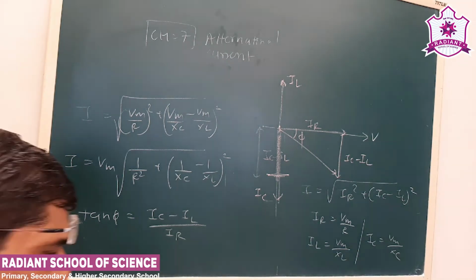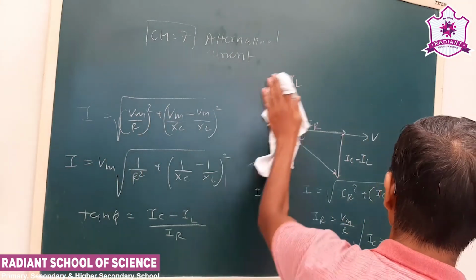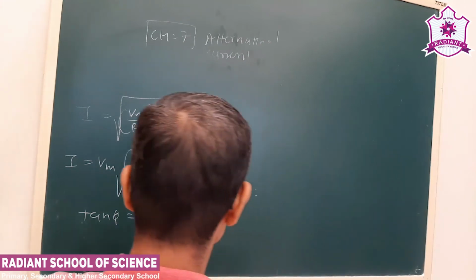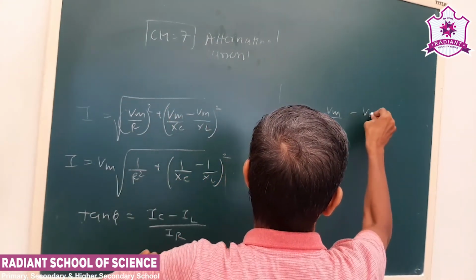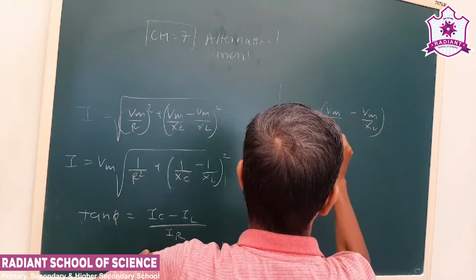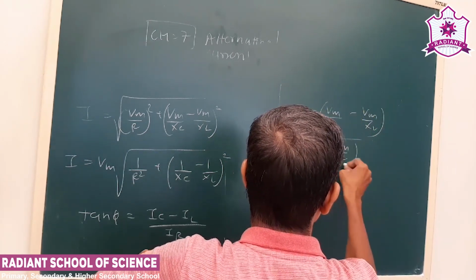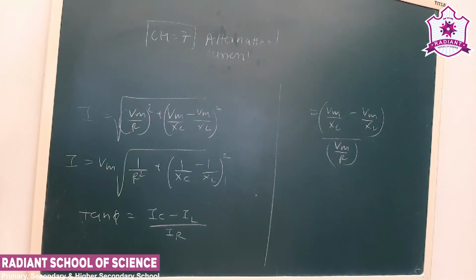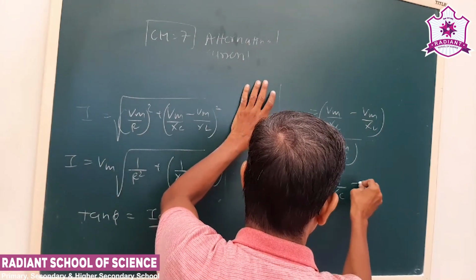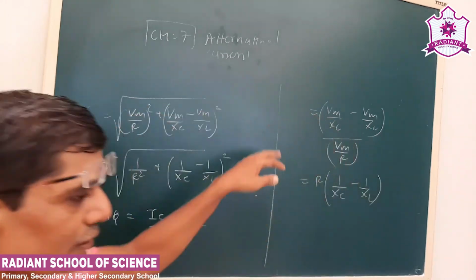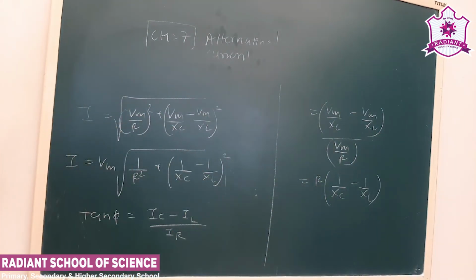Now see, we write in terms of the values. IC is Vm by XC, IL is Vm by XL, IR is Vm by R. See what we can see, this Vm will get cancelled, so R will move to the numerator: tan phi equals R times (1 upon XC minus 1 upon XL). This is how we can obtain the value of the phase difference in an LCR parallel circuit.